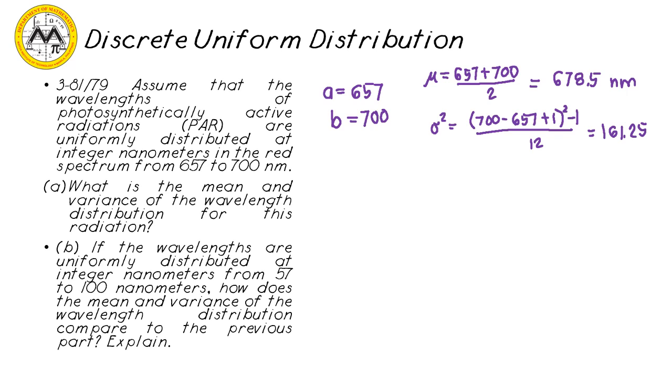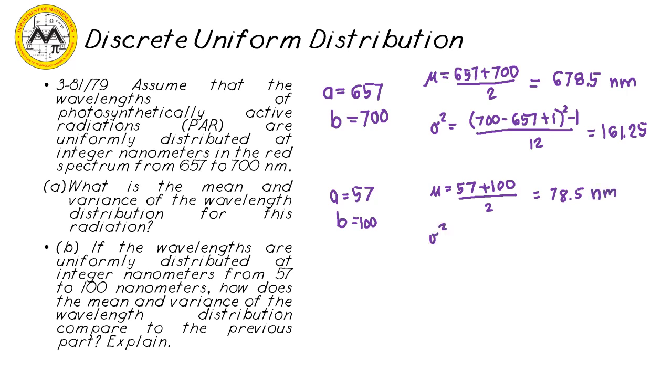For letter B, if the wavelengths are uniformly distributed at integer nanometers from 57 to 100, how does the mean and variance of the wavelengths of the distribution compare to the previous part? So this time A is 57 while B is 100. So the mean is 57 plus 100 over 2. So that would be 78.5.